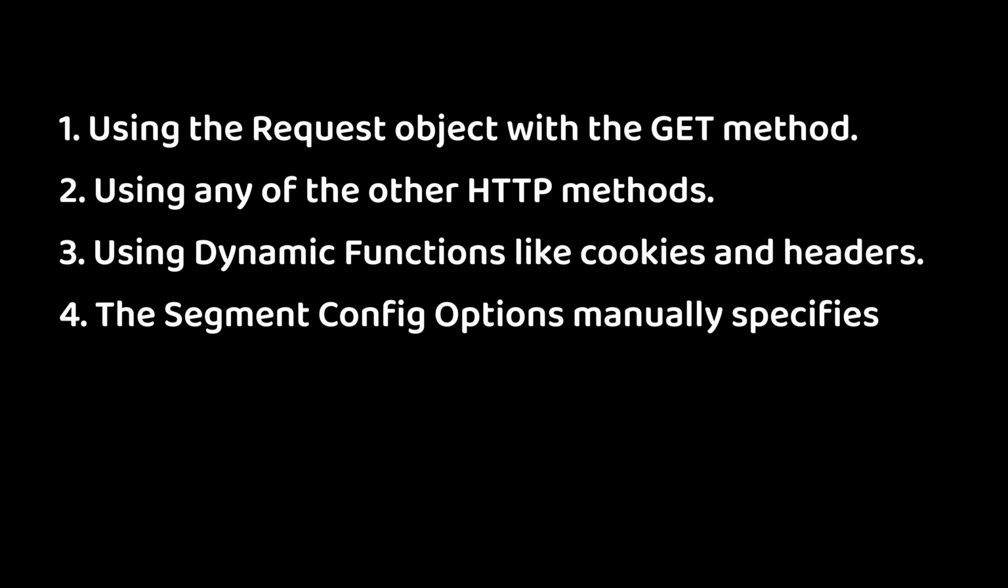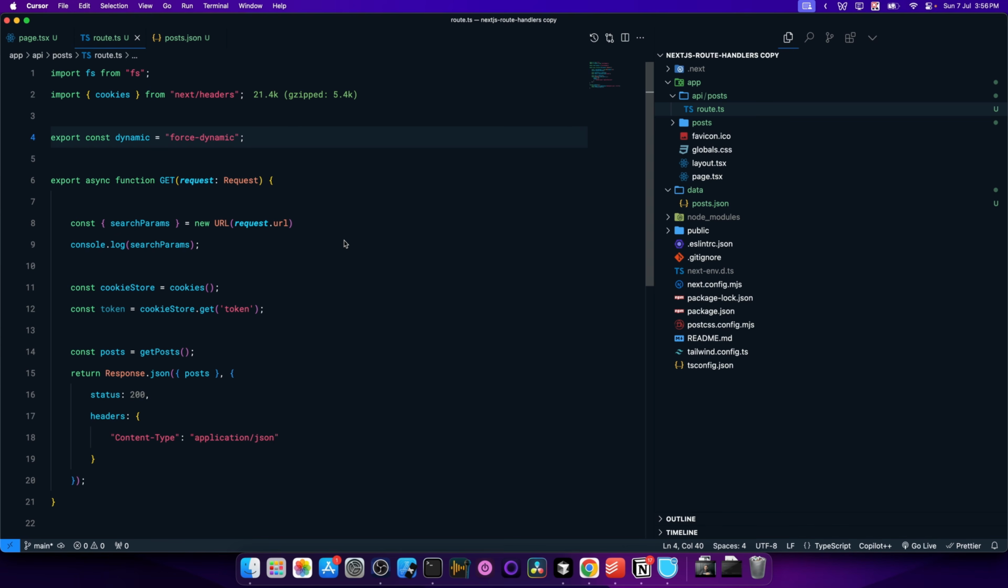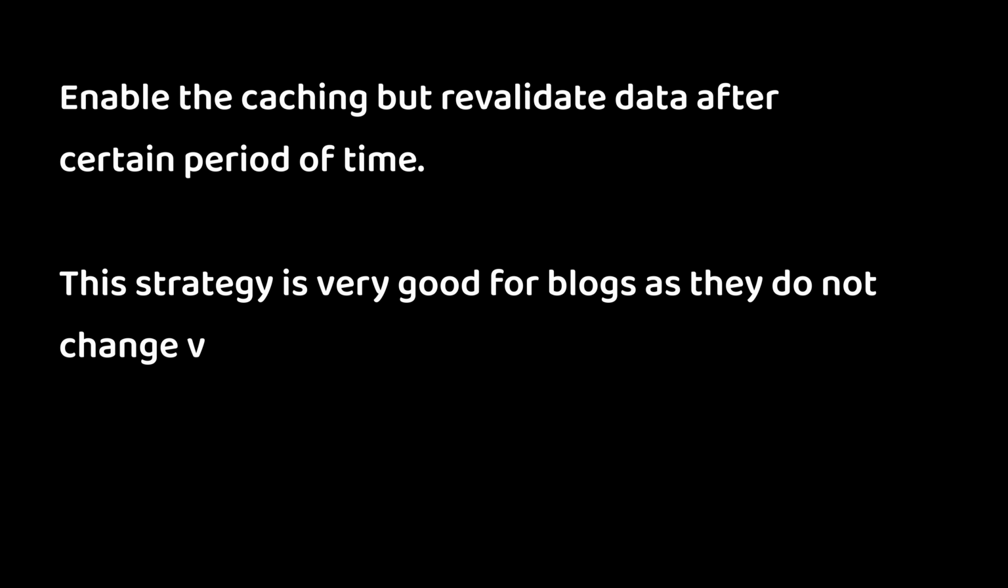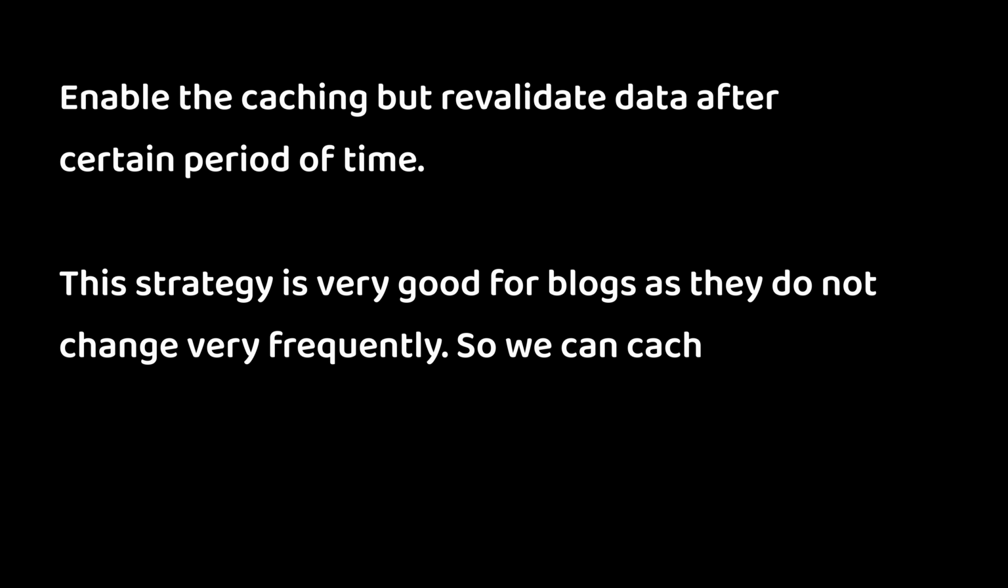Now there is just one problem with all of these 4 ways, which is that they either disable the caching altogether or they enable the caching. And you probably know that caching is very good for performance. So what you can do is enable caching and then tell Next.js to revalidate those requests after a certain period of time. This way you'll be getting the performance boost of caching, and you won't have to worry that the user will be getting some really outdated data. So let me show you what I mean by that.